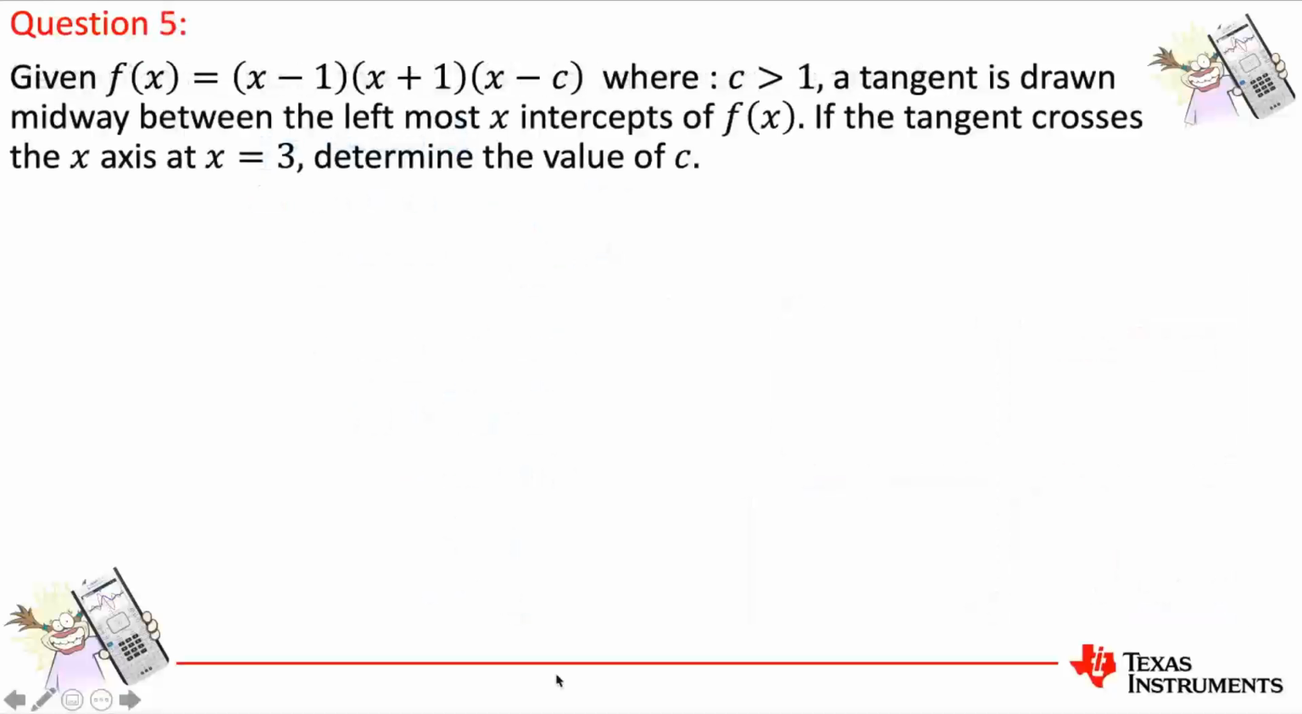So question 5, I've been given a cubic function, f of x equals x minus 1, x plus 1, x minus c, where c is greater than 1. We've been told the tangent is drawn midway between the leftmost x-intercepts of f of x. If the tangent crosses the x-axis at x equals 3, determine the value of c.